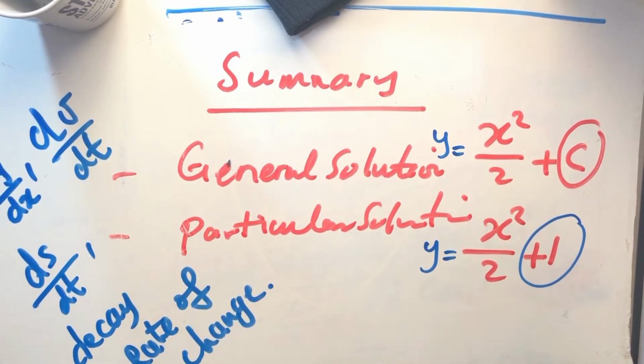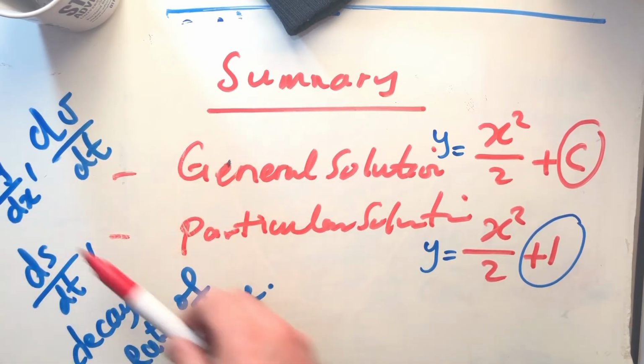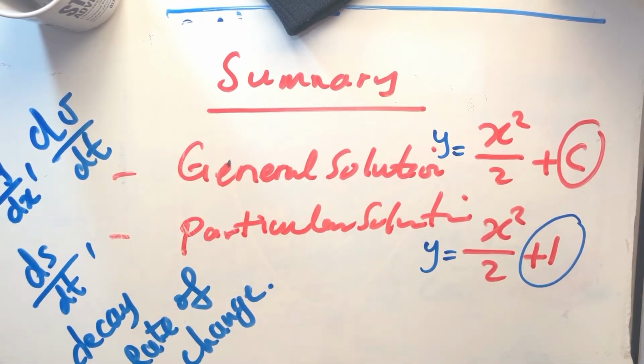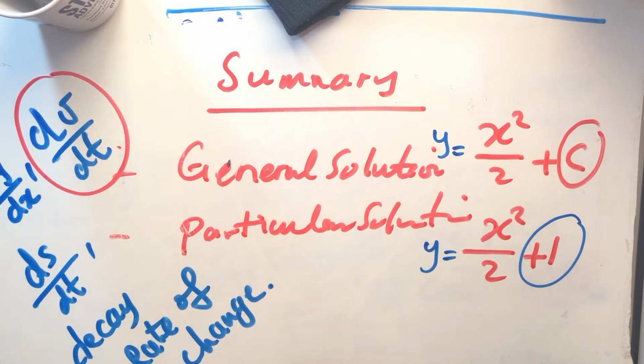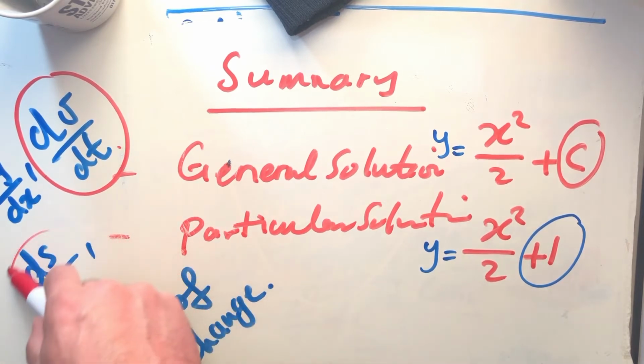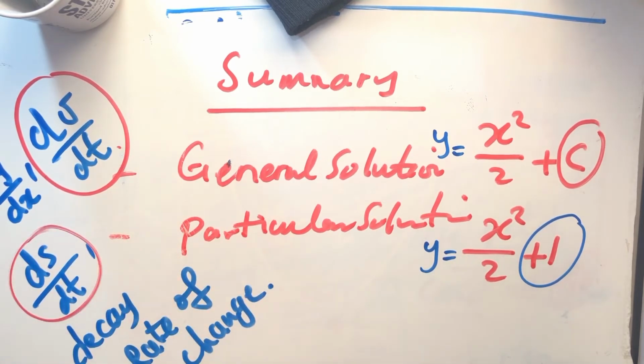So let me just remind you that a differential equation will contain something like this, a derivative. And by derivative, we mean a dynamic relationship. For example, rate of change of velocity with respect to time. That will give us acceleration. You'll find that a lot in dynamics or mechanics. Rate of change of s with respect to t, displacement with respect to t, that will give you velocity.